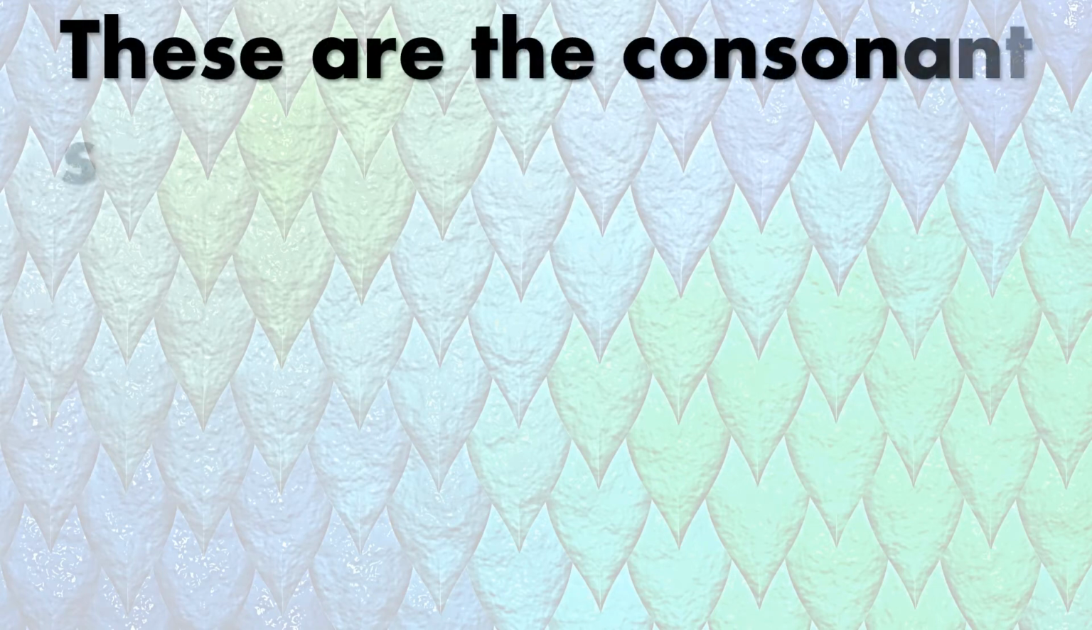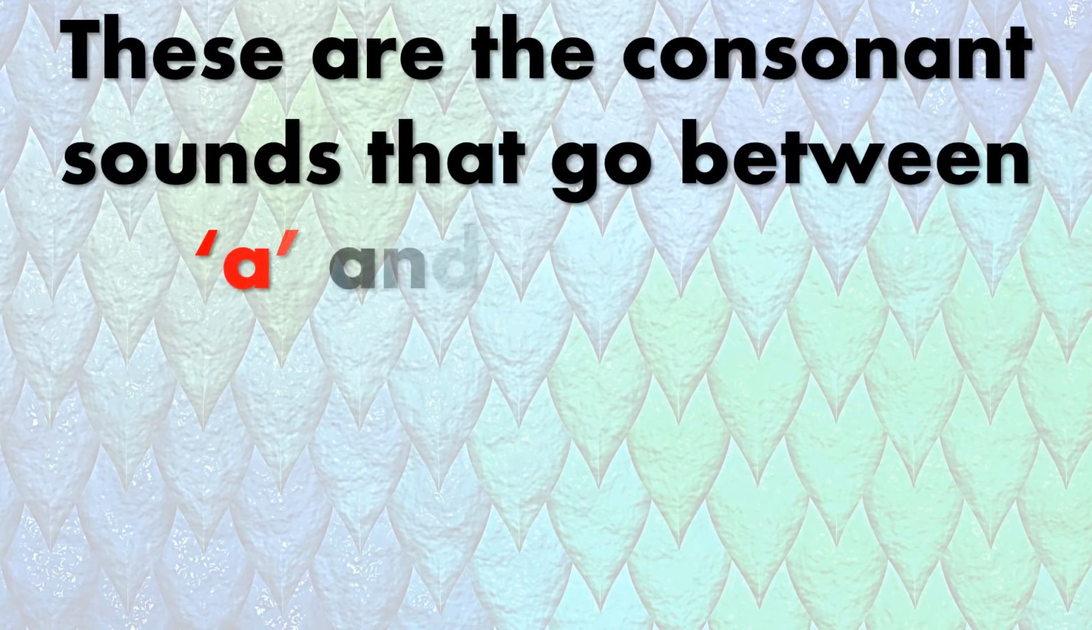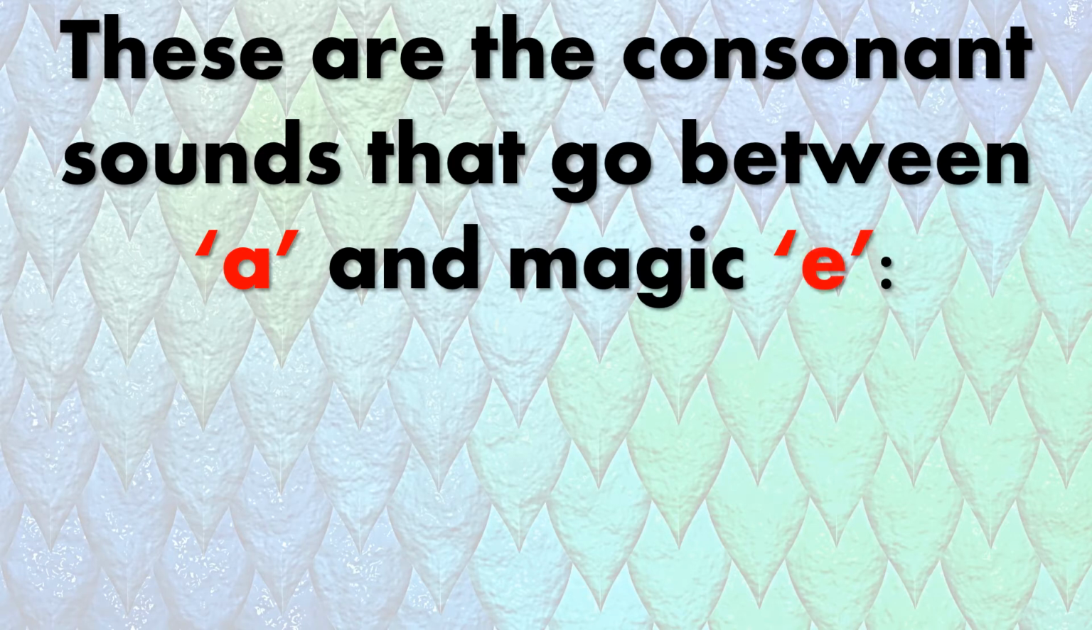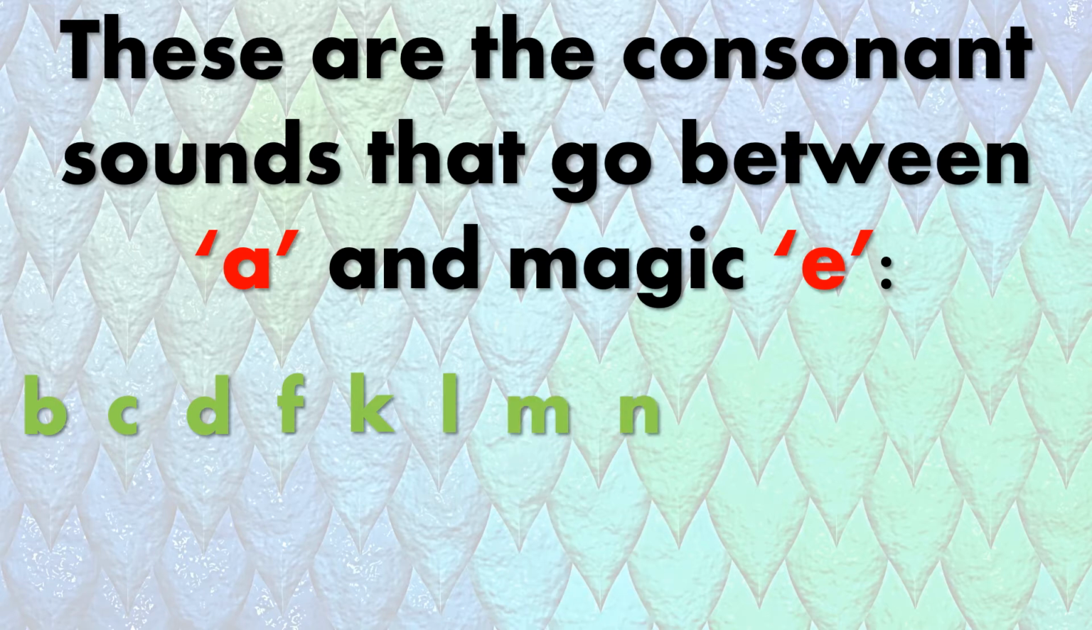These are the consonant sounds that go between the letter A and magic E: B, S, D, F, K, M, N, P, S, T, V, Z.